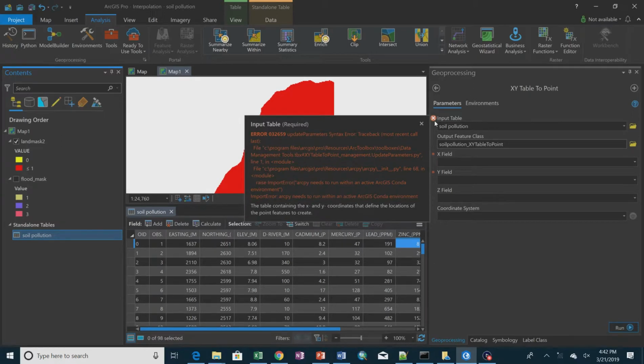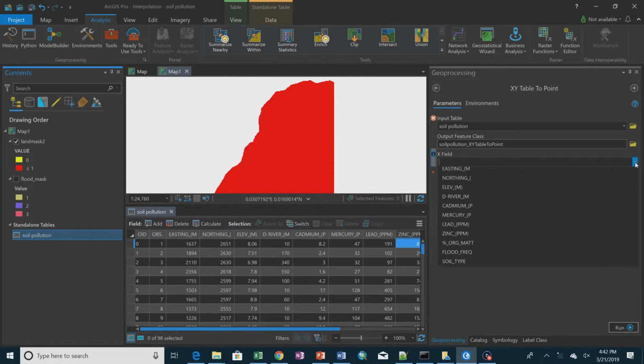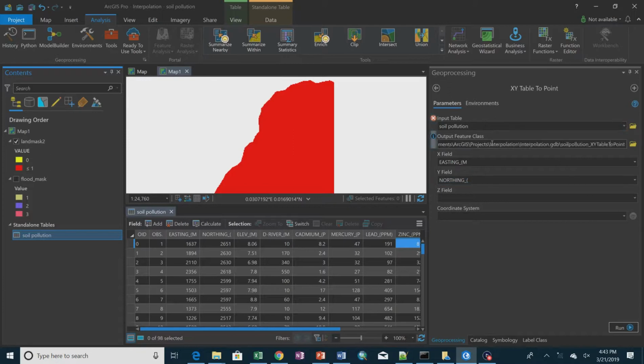Maybe we have to specify. Let's specify the, so would the easting or the northing be the X field? Yep, easting, because you think about it, you go east-west, that's better, and the northing will be the Y. Oh, man. It's not working.